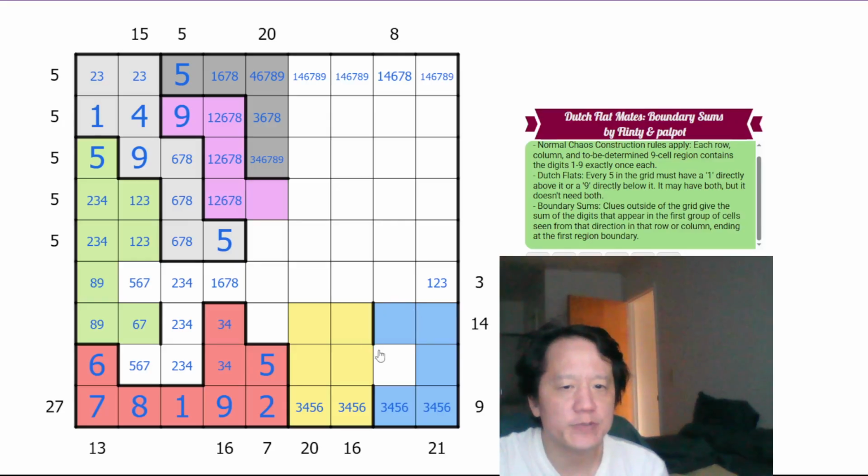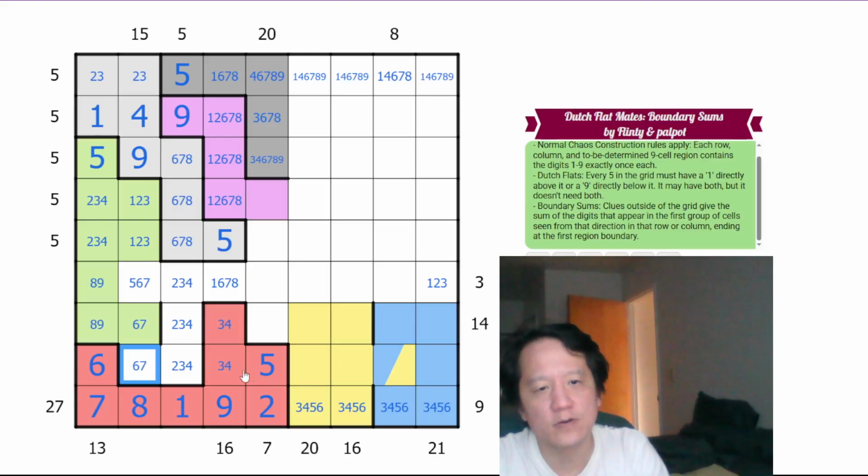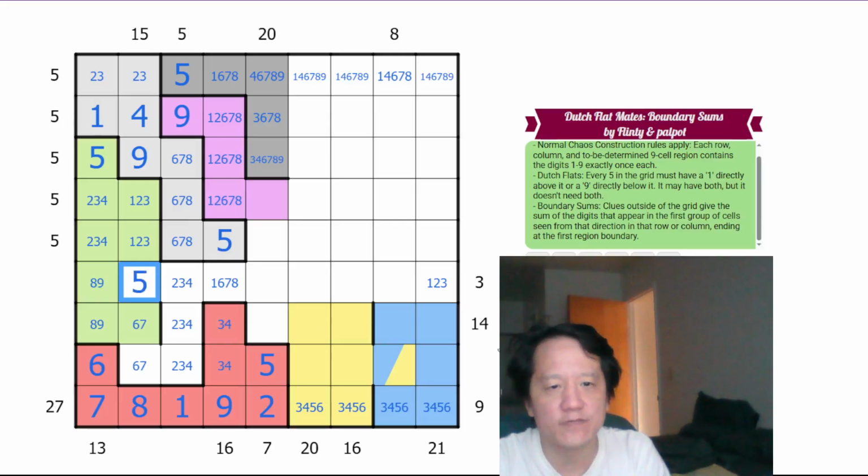So we know there's a boundary here. This is blue or yellow. We don't know which. 5 eliminates 5 here. So this is 6, 7 as a pair there. That makes this a 5 there. So this is boundary here. This is boundary there. This is green.